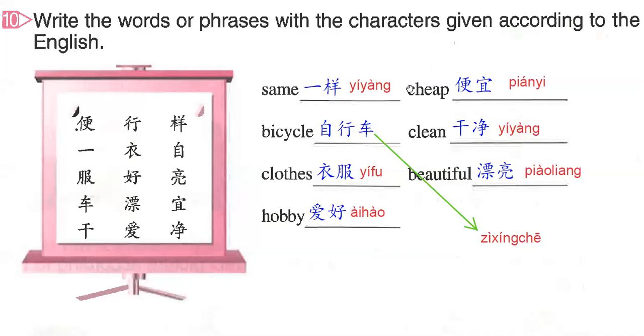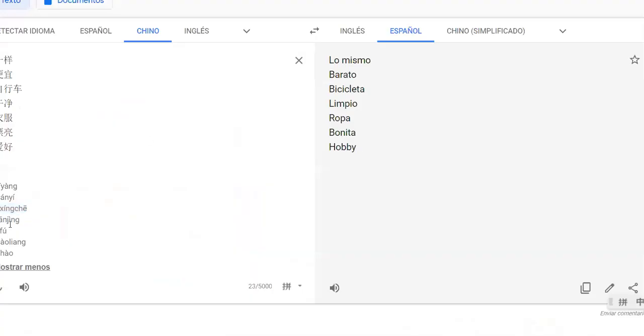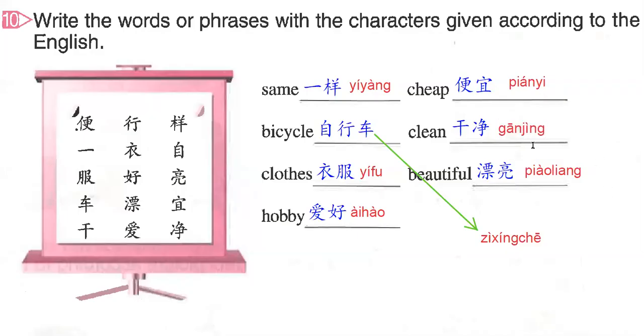So here you have also the pinyin. The first, same, yang. Next, 便宜, cheap. Bicycle, as we don't have enough space here, I've written the pinyin here. 自行车, clothes, 衣服, hobby, 爱好, 漂亮. And, sorry, here we have a mistake. I'm going to check it. That's right, okay. 干净, clean. Okay, so please, you can stop the video now and you can check your answers.